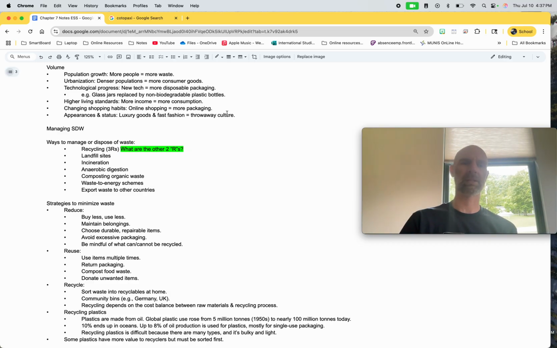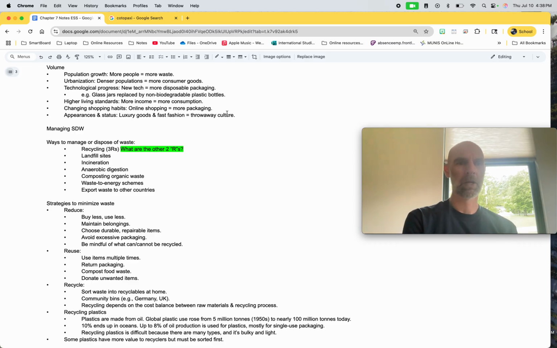Managing solid domestic waste. Ways to manage or dispose of waste. Recycling, 3 R's. What are the other 2 R's? So there's recycle, reduce, reuse. Yeah, those are the 3 R's. Landfill sites as well. We're running out of spots for landfills actually here in New England. So it's a big thing. Incineration. Love-hate relationship, because with incineration you get energy from it, but it also takes all that garbage that would have gone into the land and now puts it into the atmosphere.